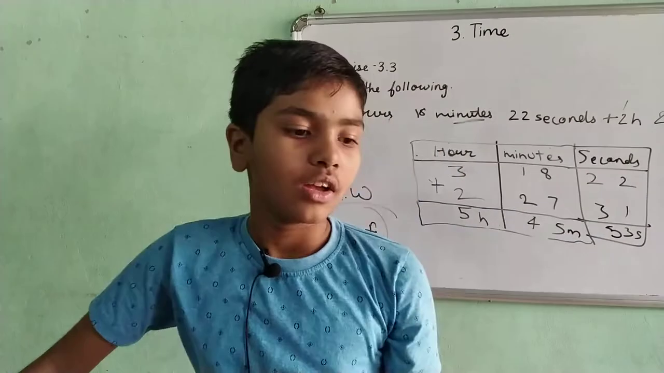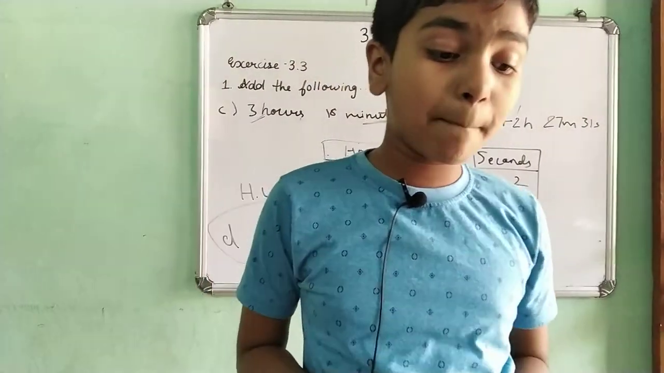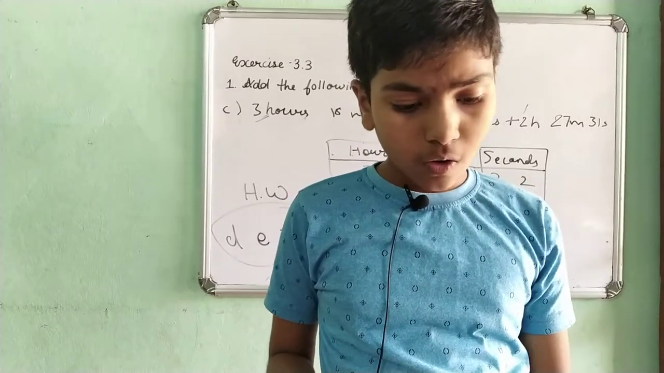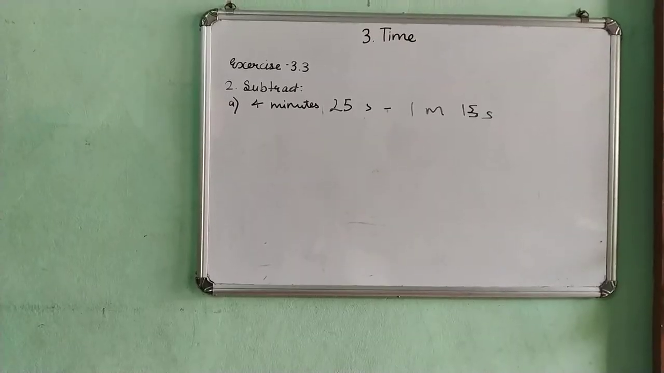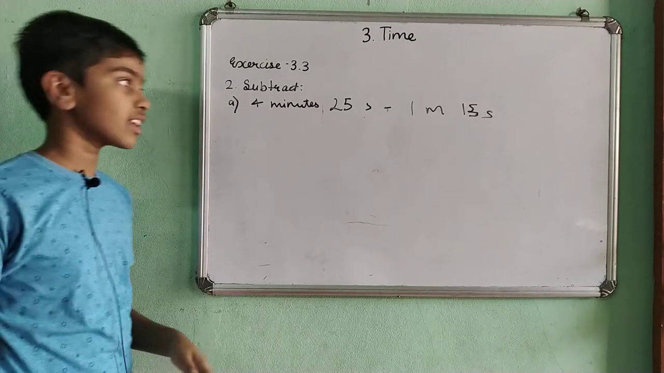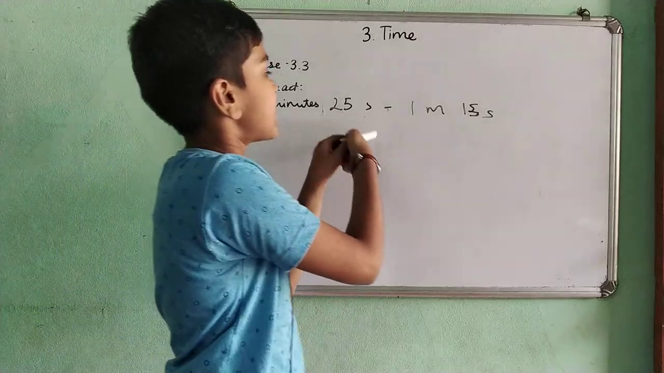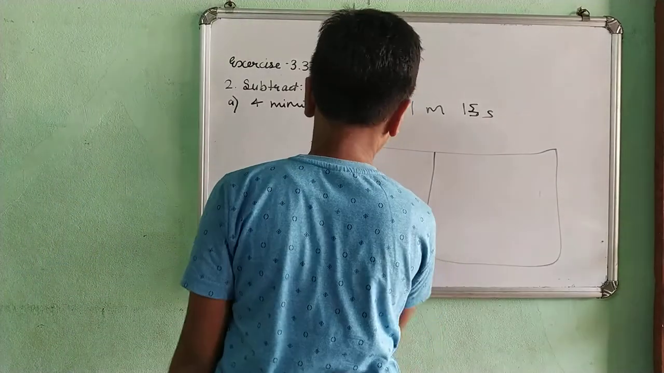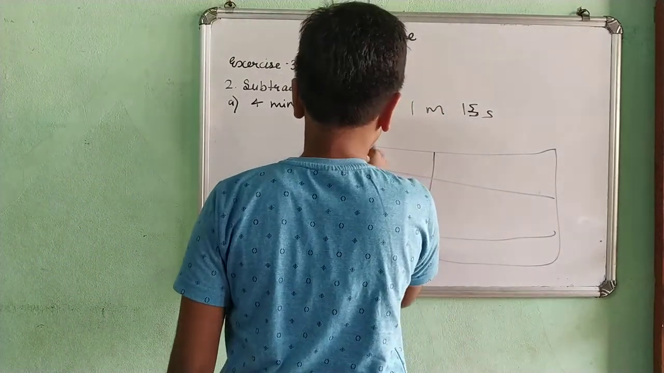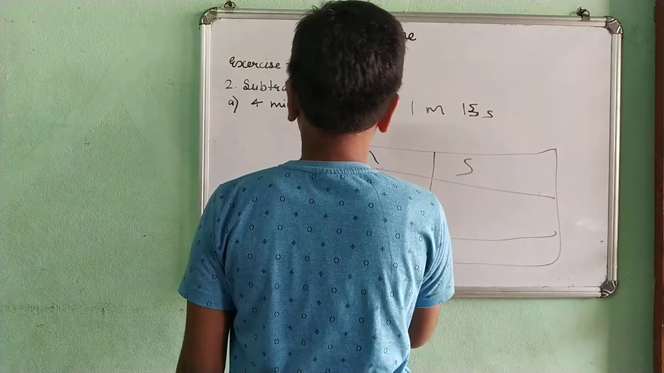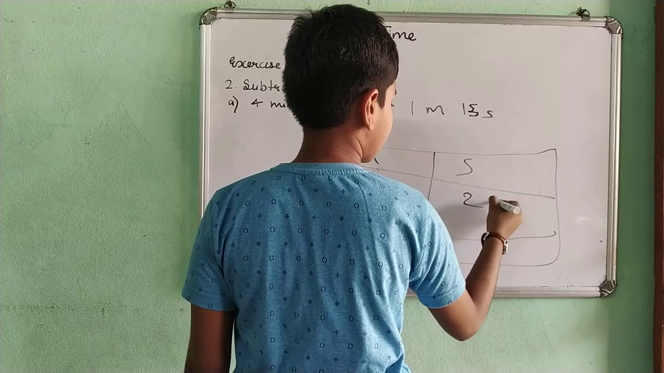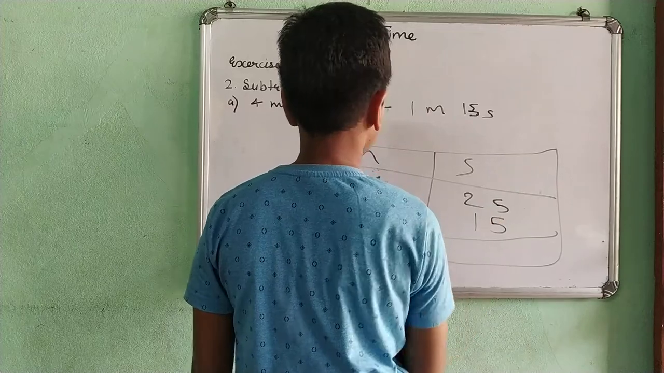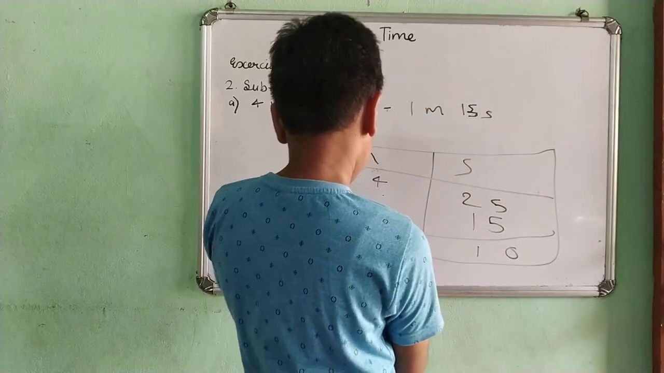Okay, so now what we'll do is go with the subtraction. Okay, so now let's start. Let's see this question now. Here it says 4 minutes 25 seconds minus 1 minute 15 seconds. Let's make a column quickly. Write here minutes, write here seconds, 4 minutes 25 seconds, 1 minute 15 seconds, minus it up quickly, and the answer is 3 minutes 10 seconds.